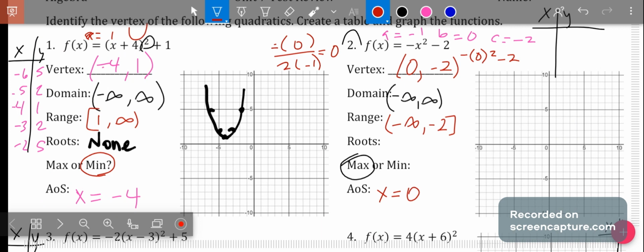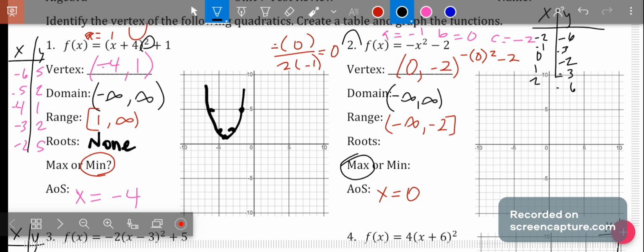We create an xy chart to go with this. 0 goes in the middle, 1, 2, -1, -2, and then we'll plug in these values. So if I plug in -2, that gives me -4 minus 2, which will give me -6. If I plug in -1, it's -1 minus 2, which gives me -3. Then we have 0, -2. We've already found that from our vertex. When we plug in 1, we'll get -3. We plug in 2, well, we should get -6.